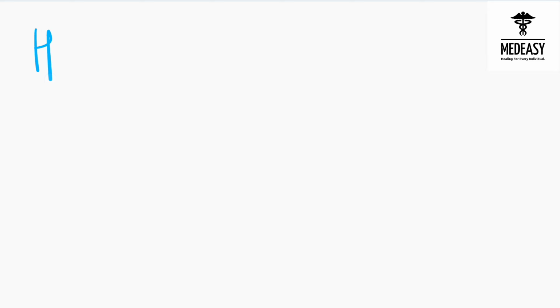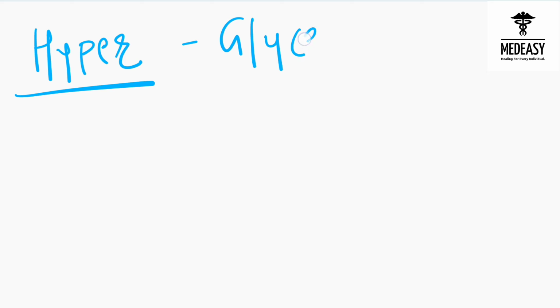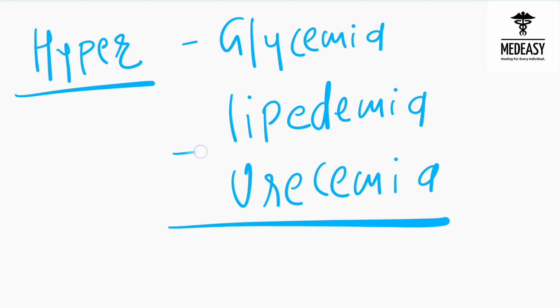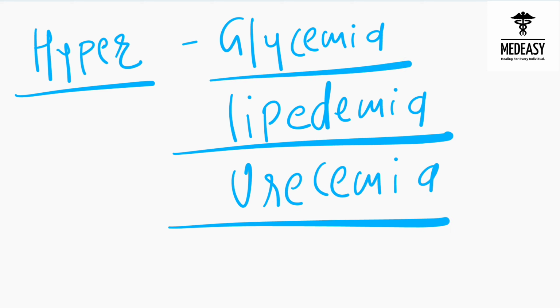In hyper, there are three types of symptoms: hyperglycemia, hyperlipidemia, and hyperuricemia. These three increase. Uric acid will increase, lipid will increase, and glucose in our body will increase. You can remember this by GLUE: glycemia, lipidemia, and uricemia.